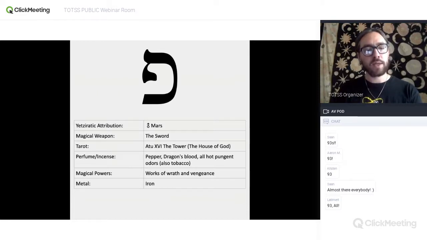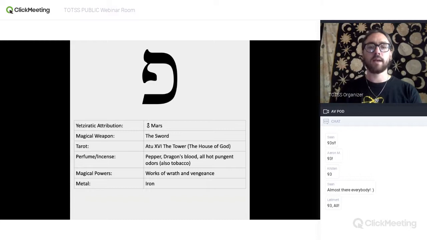All right, and then for perfume or incense, we have pepper, which makes a lot of intuitive sense. Pepper is sharp and hot, spicy, and it can even be painful if you get too much of it, or if you don't like it, or even if you do like it. Also, dragon's blood is the resin of a bunch of different plants, all described as dragon's blood, and especially historically there's a lot of confusion about what people have been calling dragon's blood at different times. But whatever it is, the resin, powdered, is usually a very brilliant red color, appropriate to Mars.